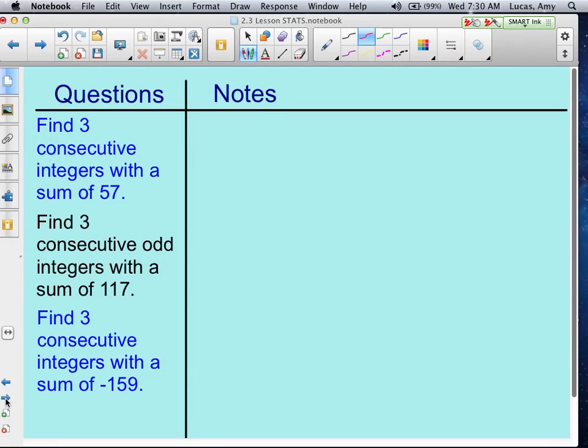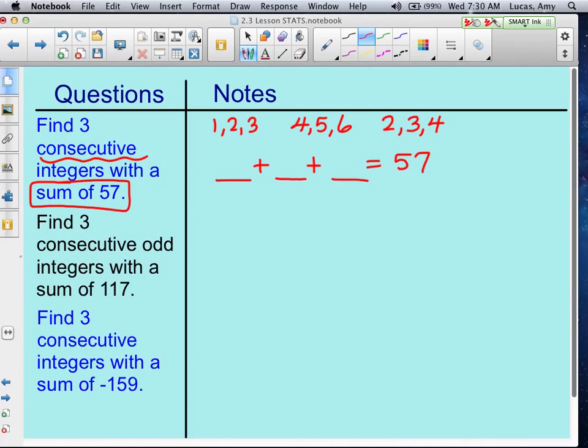So consecutive means right in a row, like 1, 2, 3, 4, 5, 6. That's what consecutive means. So maybe 2, 3, 4, 3 consecutive integers. Now a sum of 57 means that they have to add up to 57. So we are looking for 3 numbers in a row that add up to 57. So hopefully you can kind of figure out how to get in the ballpark here. Smaller numbers like the ones that I wrote up top are clearly not going to equal 57.